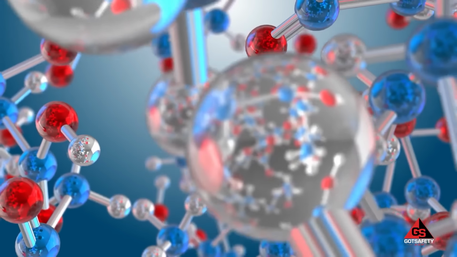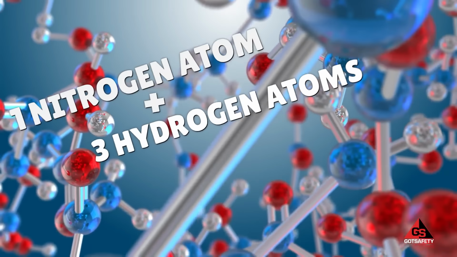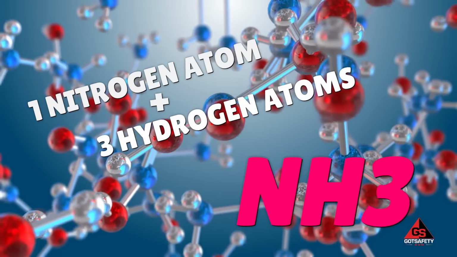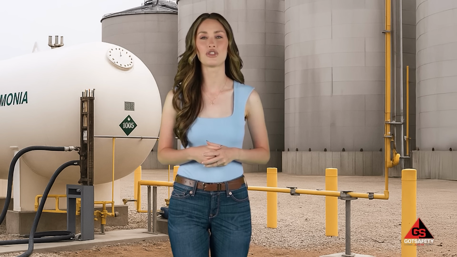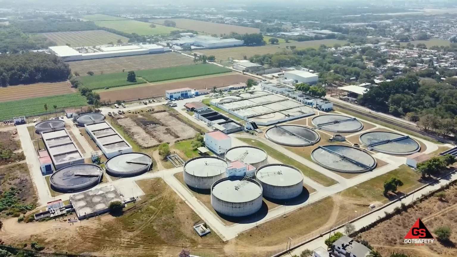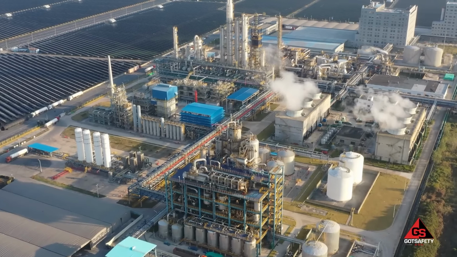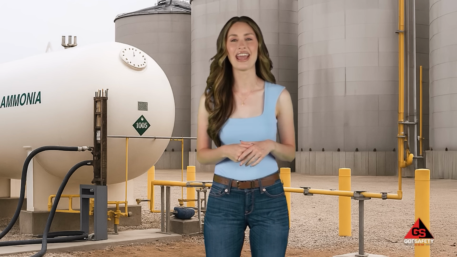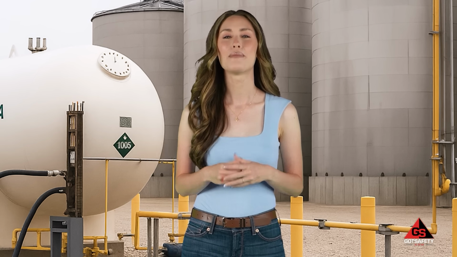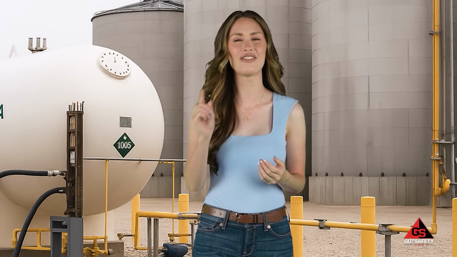Anhydrous ammonia is a chemical compound made up of 1 nitrogen atom and 3 hydrogen atoms, which is often abbreviated as NH3. It's used in a variety of industries such as refrigeration, fertilizer production, water treatment facilities, and chemical manufacturing. Because of its versatility, anhydrous ammonia plays a crucial role in many industrial processes, but it can also pose serious health risks if not handled with care.